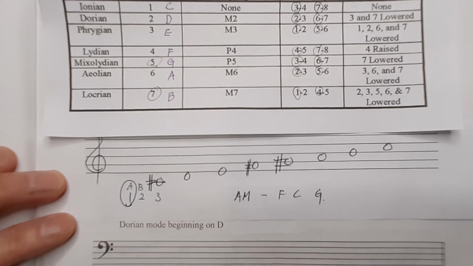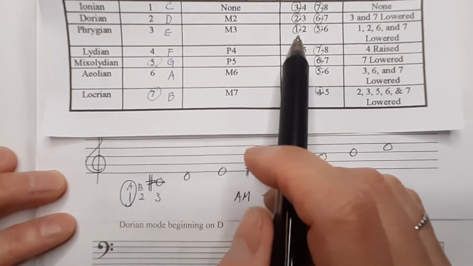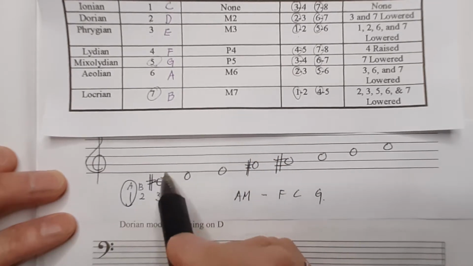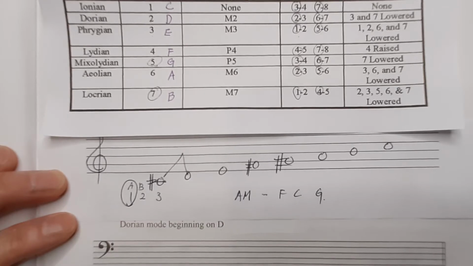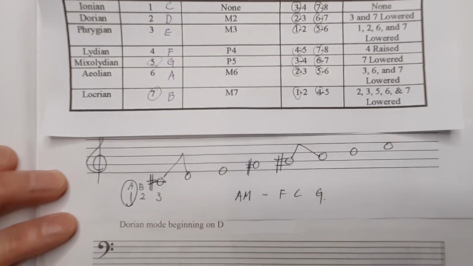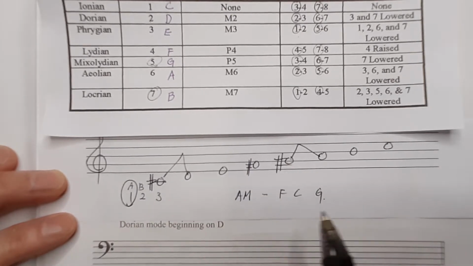Now, let's double check. In the Phrygian mode, you have a half step from 1 to 2 and 5 to 6, right? 1 to 2. Look, this is the half step. 5 to 6, G sharp to A is a half step. Isn't that right? 1, 2, 3, 4, 5. Yeah, so this is Phrygian mode.